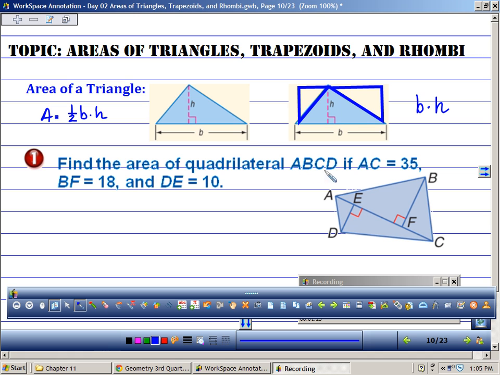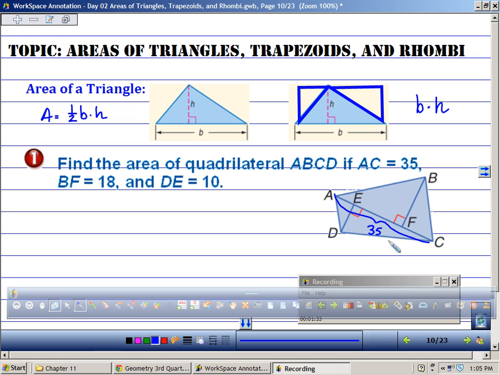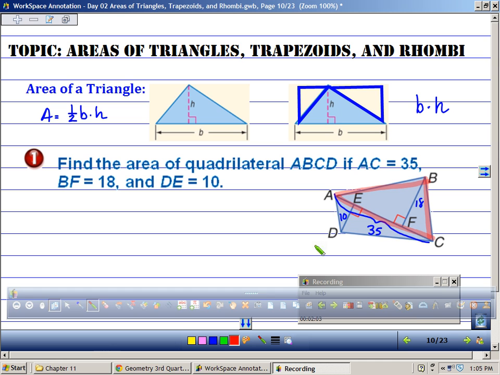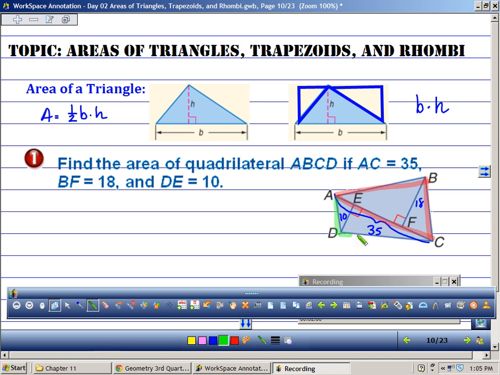This says find the area of quadrilateral ABCD if AC is 35. So here's AC. That's 35. BF is 18. And DE is 10. Well, don't I have two separate triangles here? Well, we're not going to look at those. Actually, we've got technically 1, 2, 3, 4 triangles here. But I'm just going to look at this triangle and this triangle.